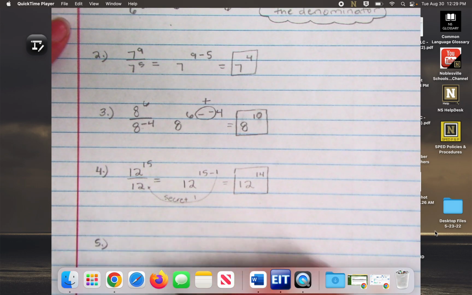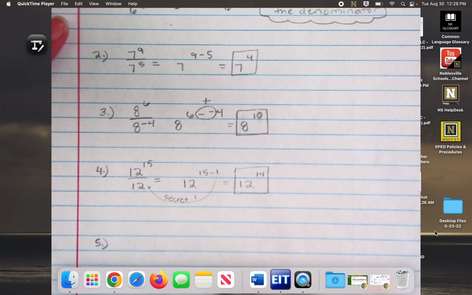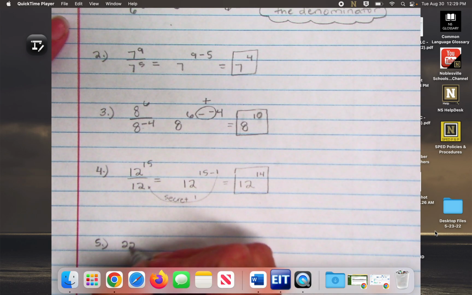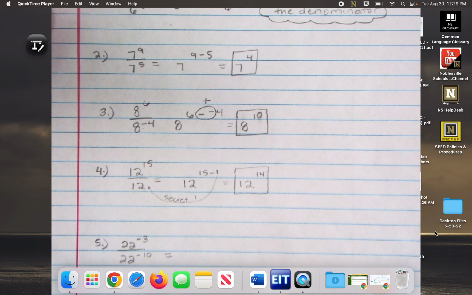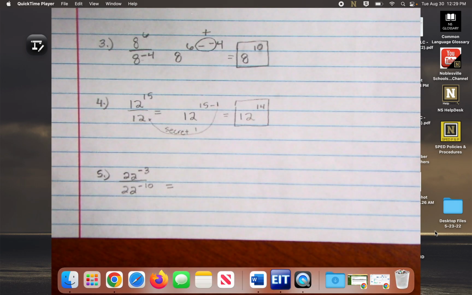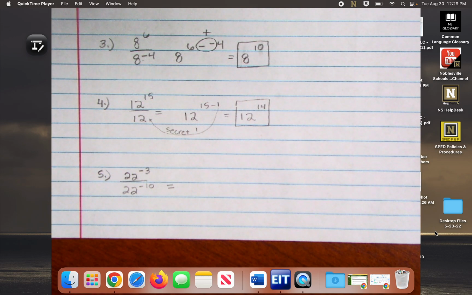All right, last example. 22 to the negative 3rd over 22 to the negative 10th. So be really careful. This requires those integer rules again. Jackson's feeling real good about it. Who did you have for 7th grade math? Benjamin Yoder. Yep. Okay, well, he did a good job. Let's see how you do.